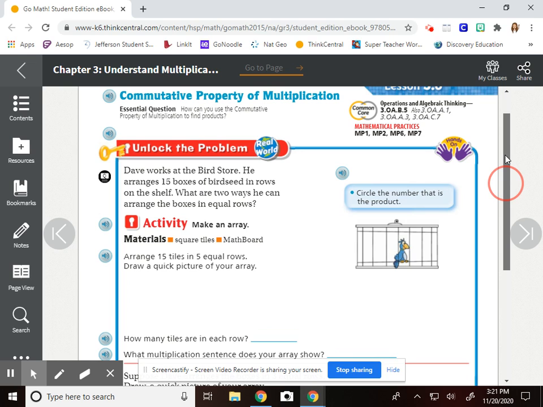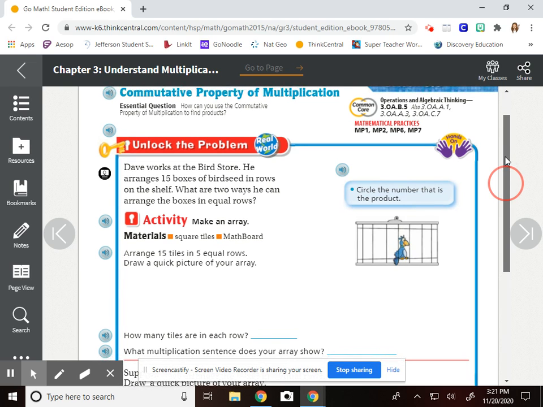Hi, boys and girls. Today we are going to be working with the commutative property of multiplication. Now, if you remember, we had a commutative property of addition that told us that we could add two numbers in any order and we would get the same sum. It's very similar in the commutative property of multiplication. This property tells us that we can multiply two factors in any order and get the same product.